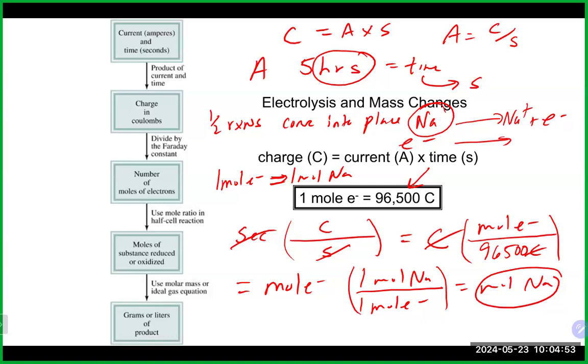You could do it for the other element that's there in the other half reaction as well, the moles of electrons to moles of that element. And you can use the molar mass from the periodic table to figure out how many grams you're going to actually produce as you let this cell run for however long you run it. Any questions on that?